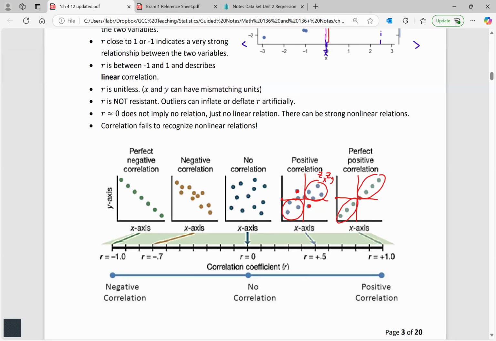So that's the first thing that we want to know. The correlation coefficient being positive tells you, so if the correlation coefficient R is positive, then that tells you that you have a positive correlation.